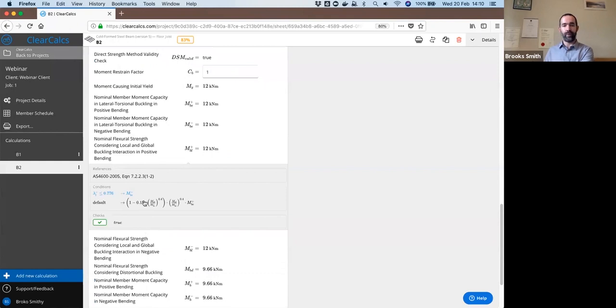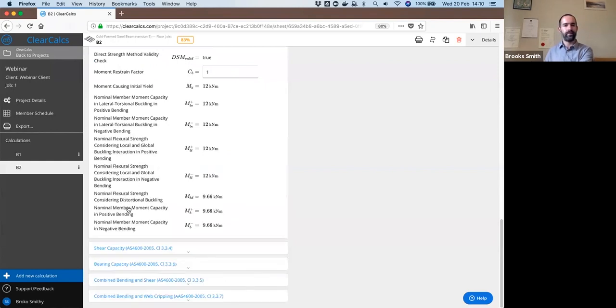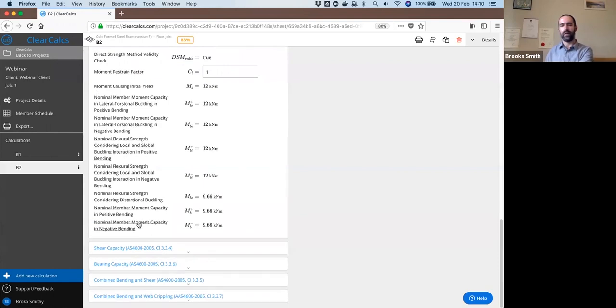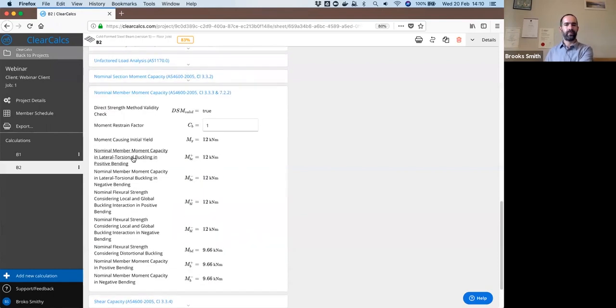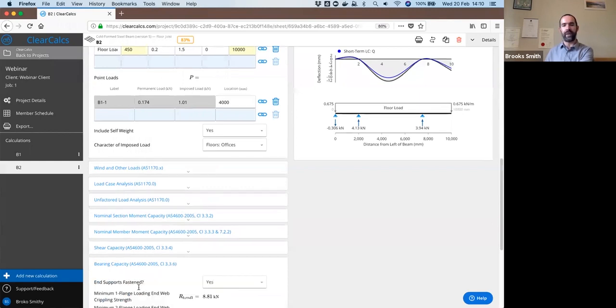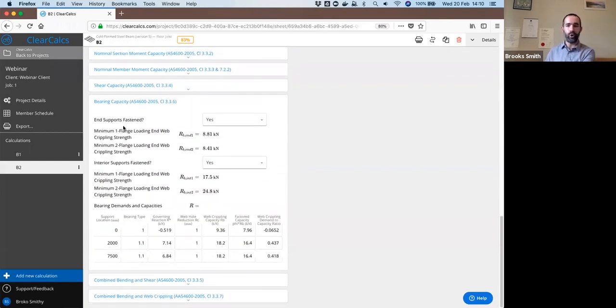And similarly, you can open up everything else in here, see exactly what equation is being used. Our distortional buckling capacity is making use of the more complex equation for distortional buckling. And similarly for all of our shear capacities, our bearing capacities, in this case, you can open up bearing capacity and see a table of all of the different types of bearing that exist.